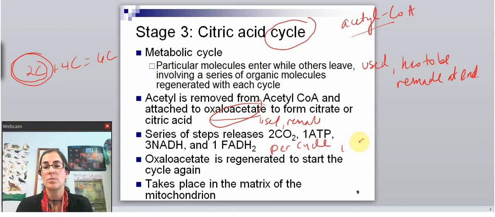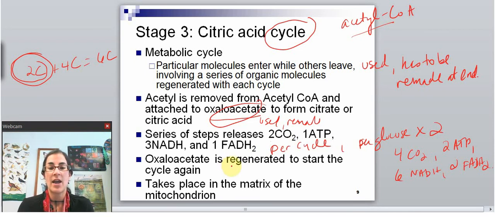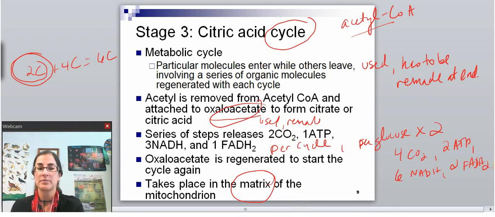So remember, per glucose, we have to multiply by 2. So we get 4 CO2s per glucose, 2 ATPs per glucose, 6 NADHs per glucose, and 2 FADH2s. At the end of the cycle, the acetate is remade because, again, this is the cycle. And this is occurring in the matrix of the mitochondria.